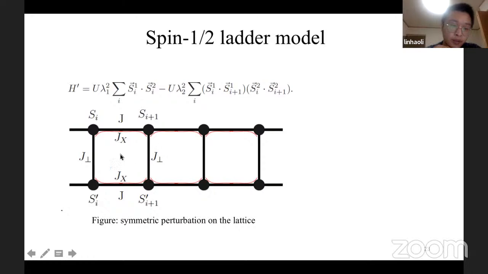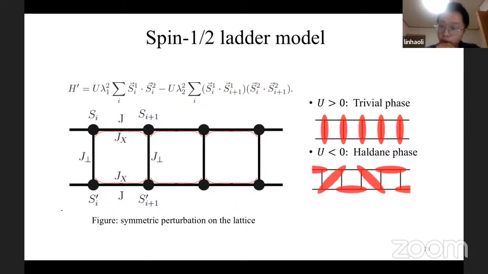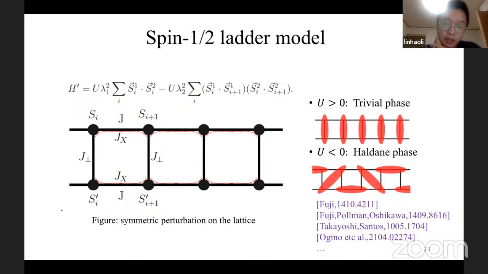Here are two terms. One is the interaction between two spins of the first chain and second chain with the same site i. And the other is the interaction between four spins of each square. And it is easy to see this interaction is symmetric under the spin rotation and the translation symmetry. Now, if U is positive, the ground state is a rung singlet state, which is in the trivial phase. While if U is negative, the ground state is the AKLT state, which is in the Haldane phase. Therefore, this gapping potential gaps this spin chain without symmetry breaking and satisfies the LSM anomaly as a Z2 group.